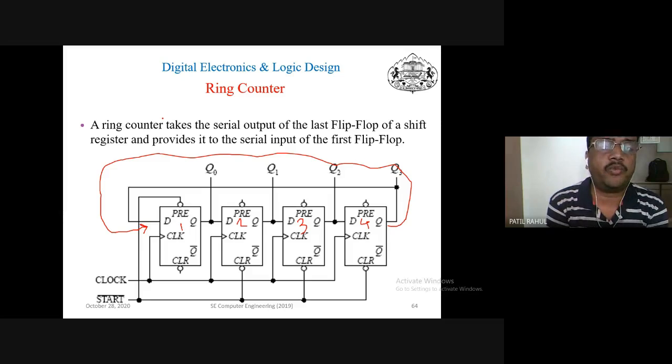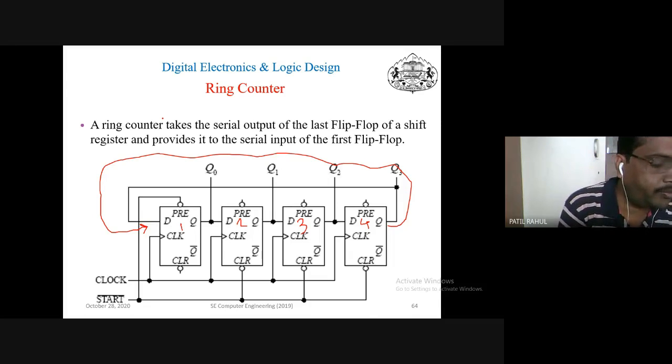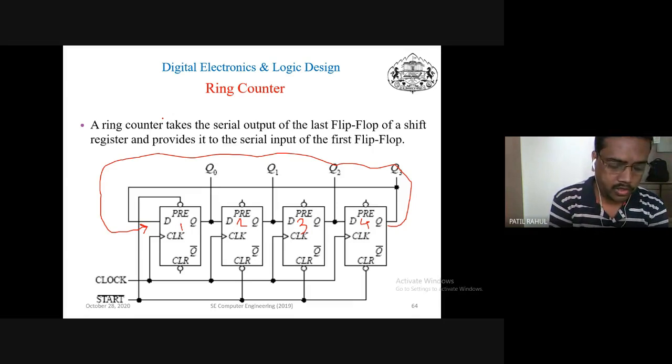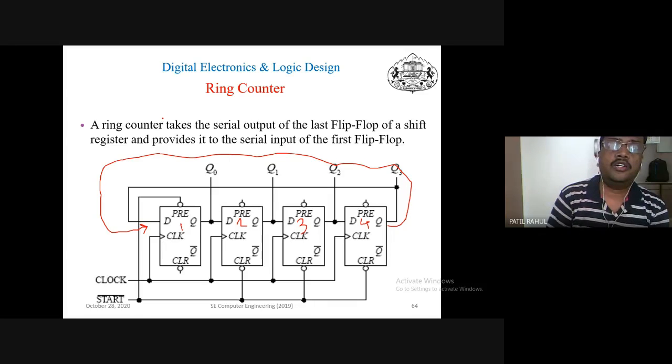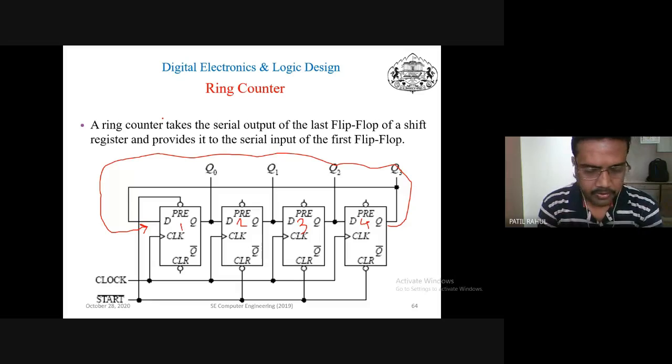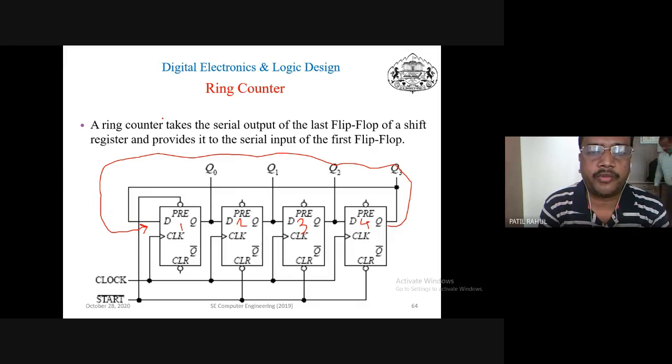So in this way, you don't consider what is the input of that particular flip flop. There is no need to check what is the input of that particular flip flop. Okay. So with the help of this preset and clear, you decide the output of that particular flip flop.